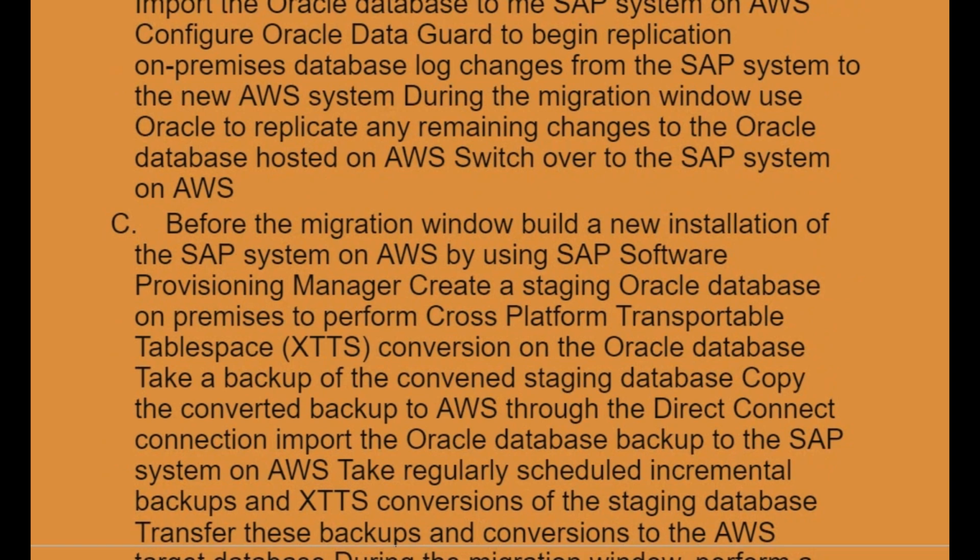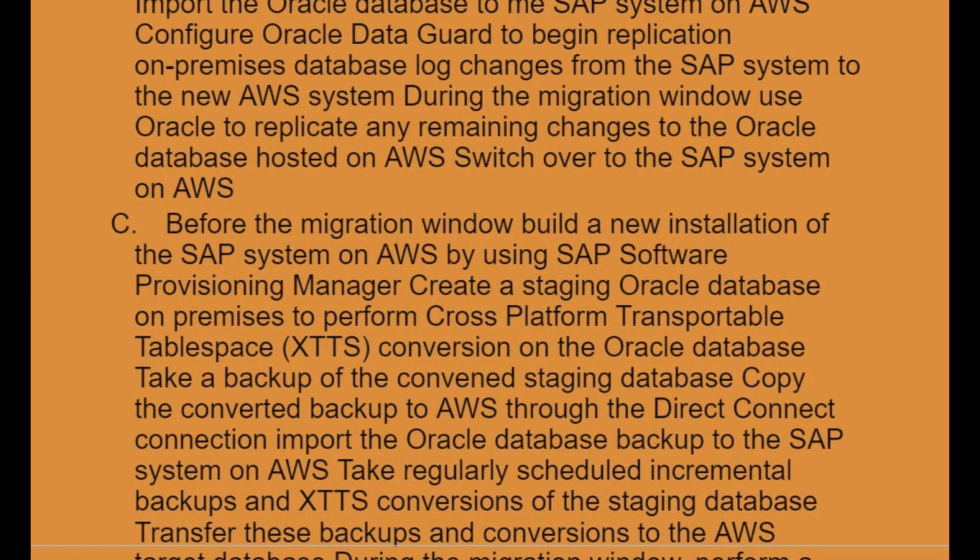Option C. Before the migration window, build a new installation of the SAP system on AWS by using SAP Software Provisioning Manager. Create a staging Oracle database on-premises to perform cross-platform transportable tablespace (XTTS) conversion on the Oracle database. Take a backup of the converted staging database. Copy the converted backup to AWS through the Direct Connect connection. Import the Oracle database backup to the SAP systems on AWS.